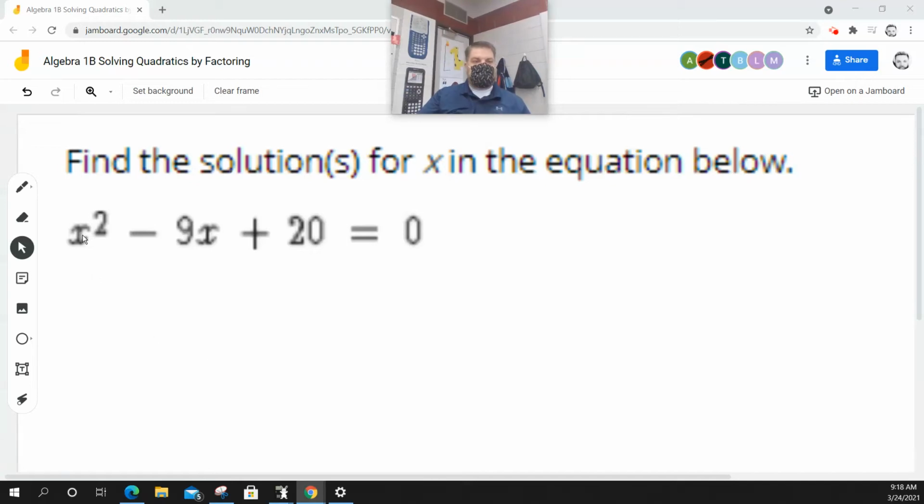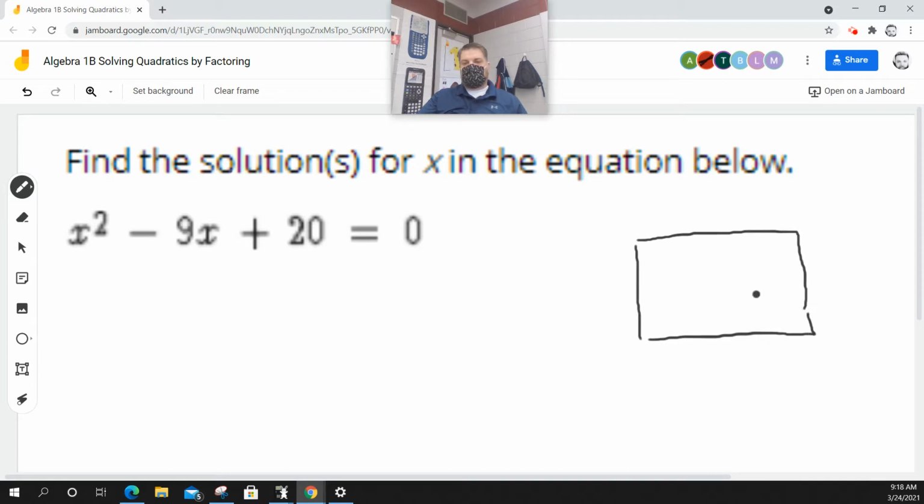All right, so now for this one, we're just going to try guess and check. On the last one, I wanted to show you that the AC method works for anything that's factorable. But this one, we're just going to use the guess and check method. We've been using it for quite some time. Guess and check works great when you just have this x squared.